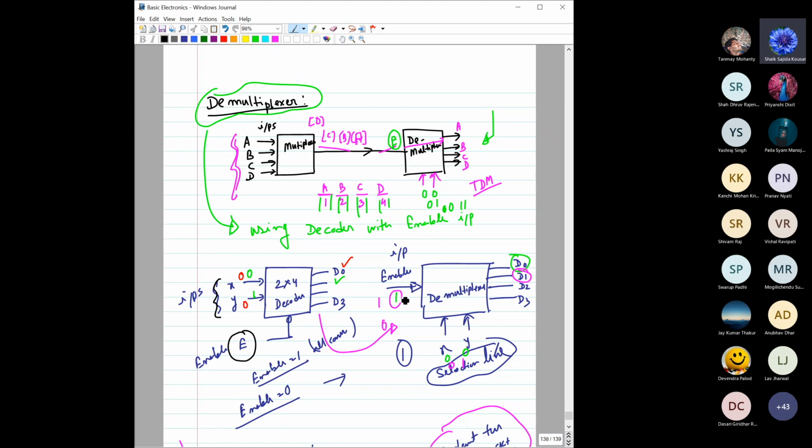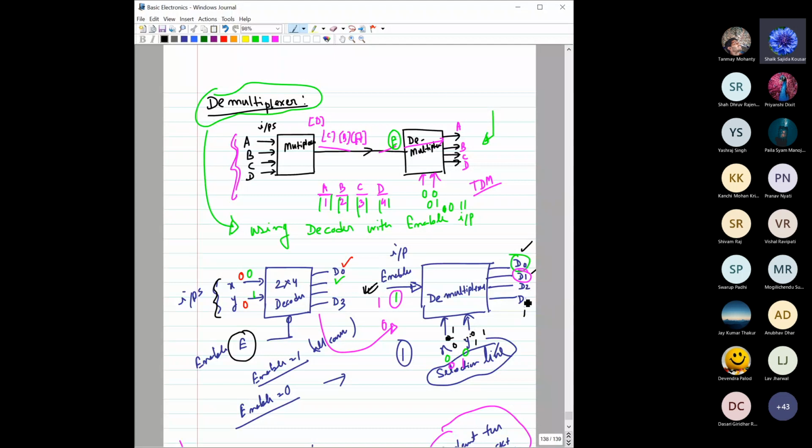The input is the one through which you pass your data, and depending on the selection line, the data present on this enable line will be transferred to either D0, D1, D2 or D3. That depends on the value of the selection line. If the selection line value is 00, the data will be transferred to D0. If it is 01, it will be transferred to D1. If it is 11, the data will be transferred to D3.